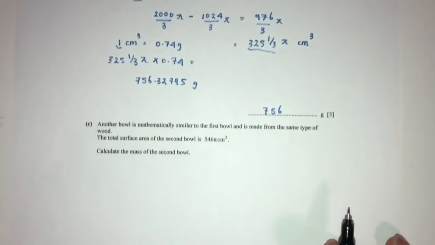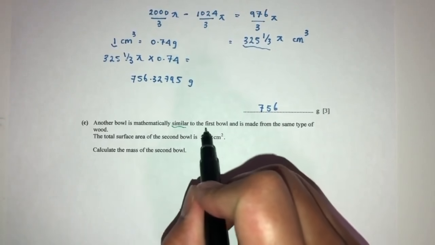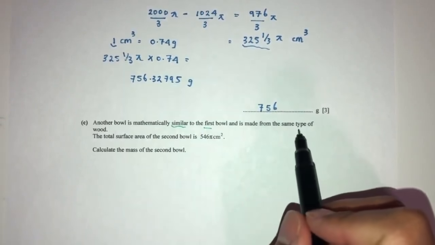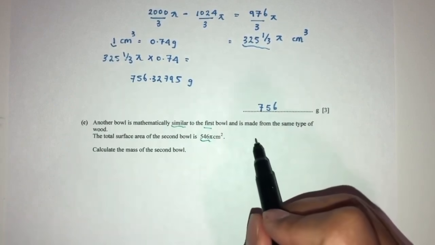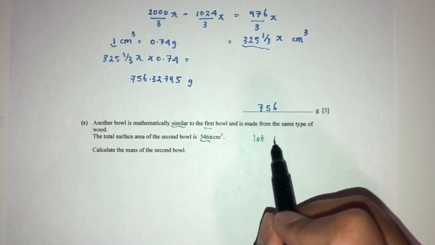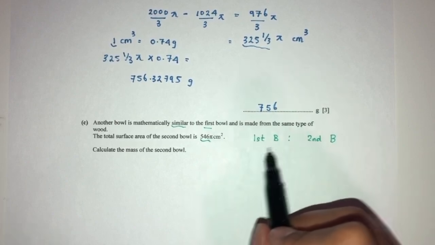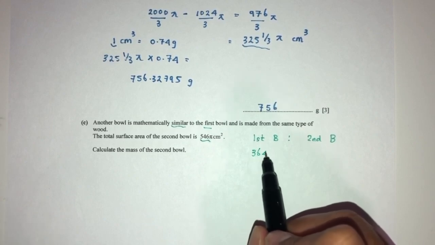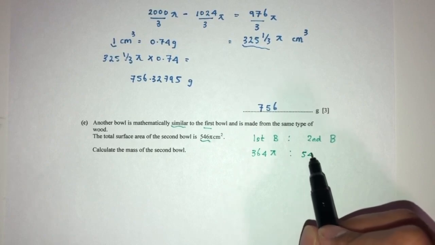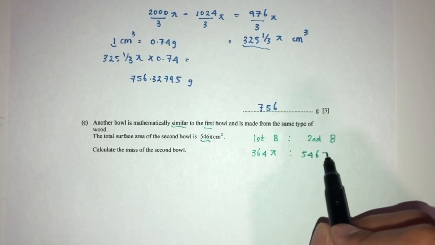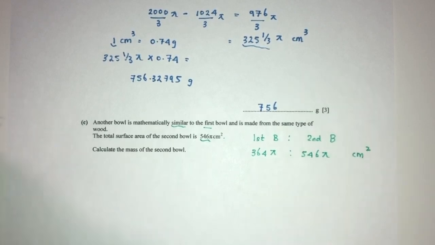Let's see. So for part C, we have another bowl is similar. Now we know already it is similar to the first bowl. It is made from the same type of wood. The total surface area of the second bowl is this. Now we know that the first bowl, the second bowl, right? The area of the first bowl was given to you by 364 pi, and the area of this one is 546 pi. Again, area is measured in centimeters square, right?